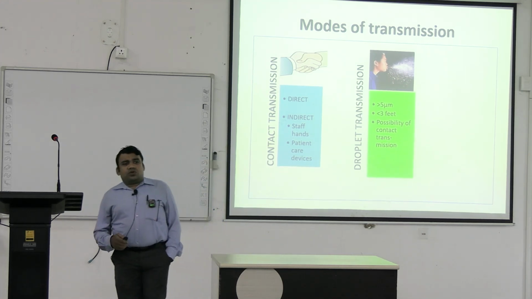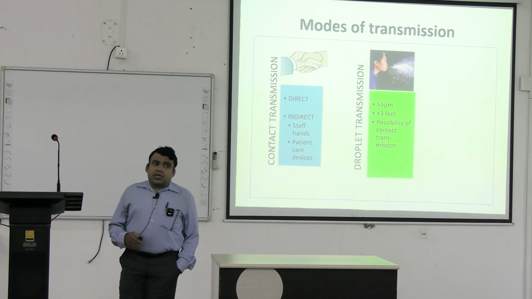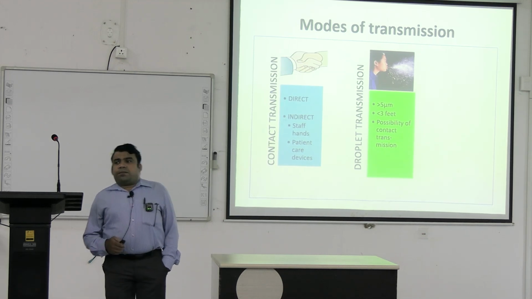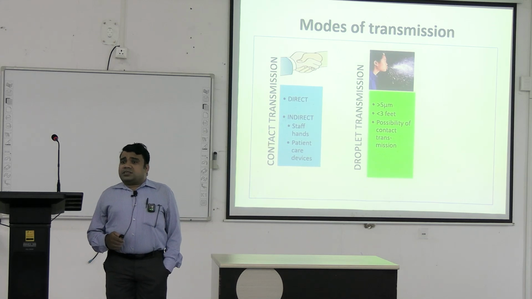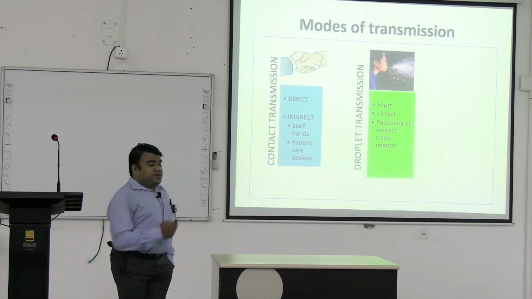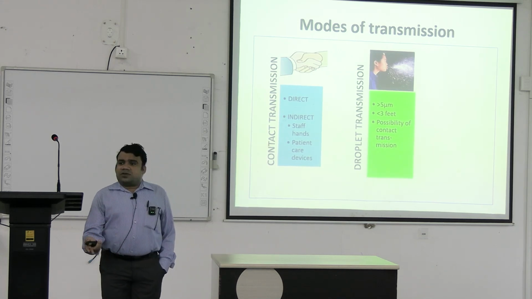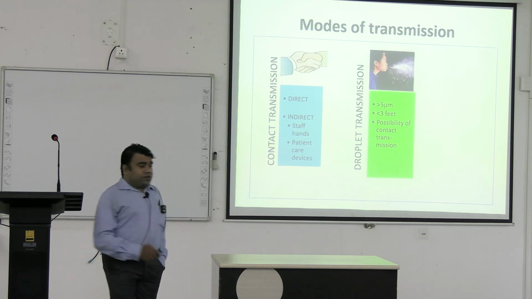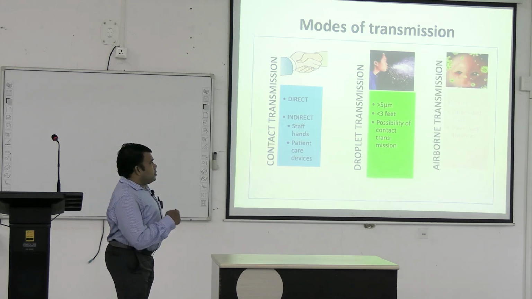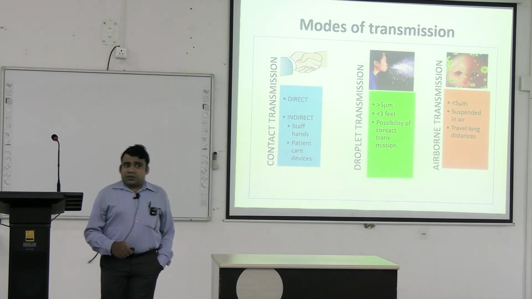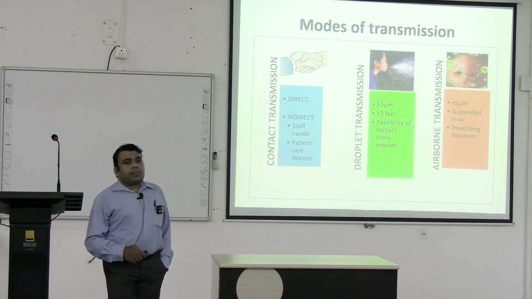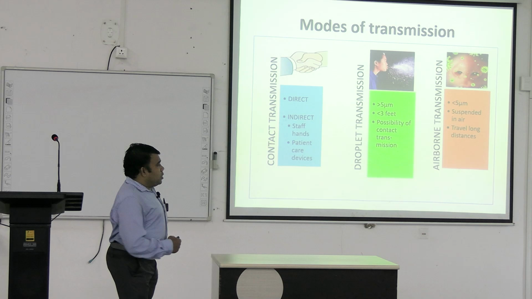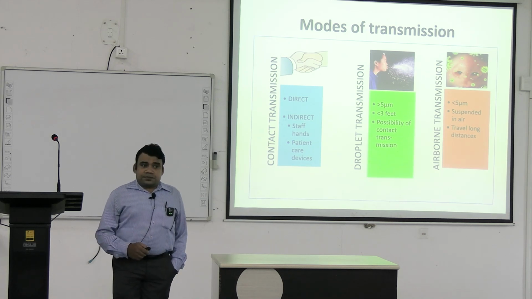Because for anything that is more than 5 micrometers in size, the probability of that particle being suspended in the air is very less. It is seen that generally at about 3 feet distance, it will settle down on the surface, the floor. However, if the size of the particle is less than 5 micrometers, the probability is that it will remain suspended in the air. And that is what we call airborne transmission.